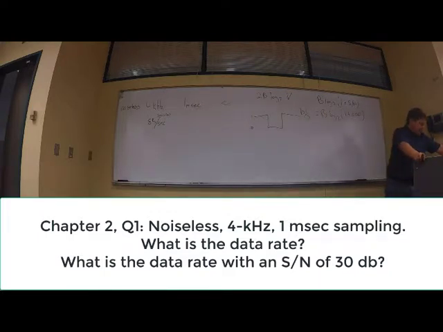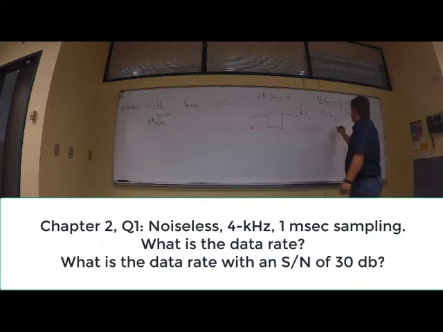So what's our answer there? Get a calculator out for that one. I got 39,868 bits per second. Yeah, 39.8 kilobits per second, right?